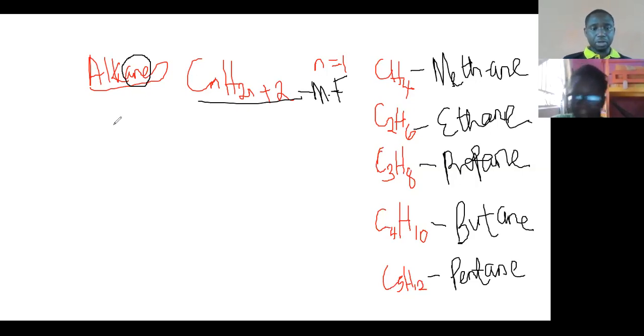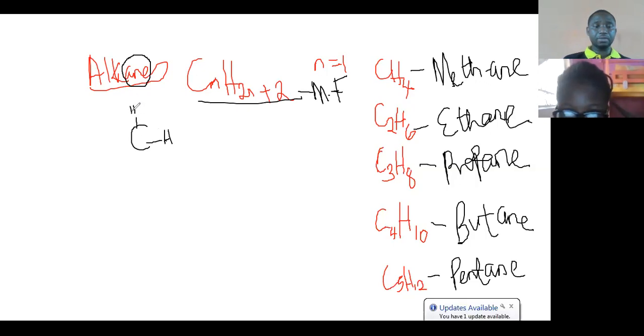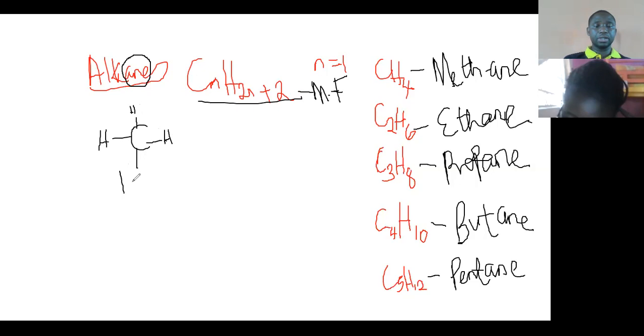Now, the structure of methane is, remember, one C. We have 4 hydrogen attached to it, and that becomes H, H, H, H. All right, now I have drawn methane for you. I want you to draw ethane, propane, butane, and pentane. If you can annotate them, no problem.